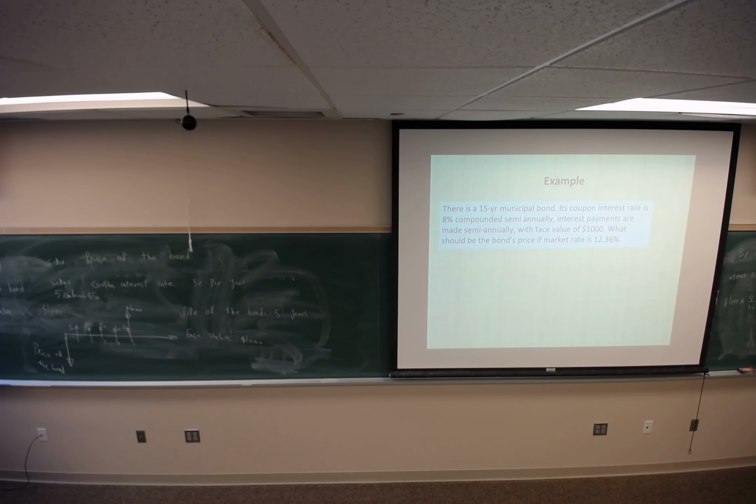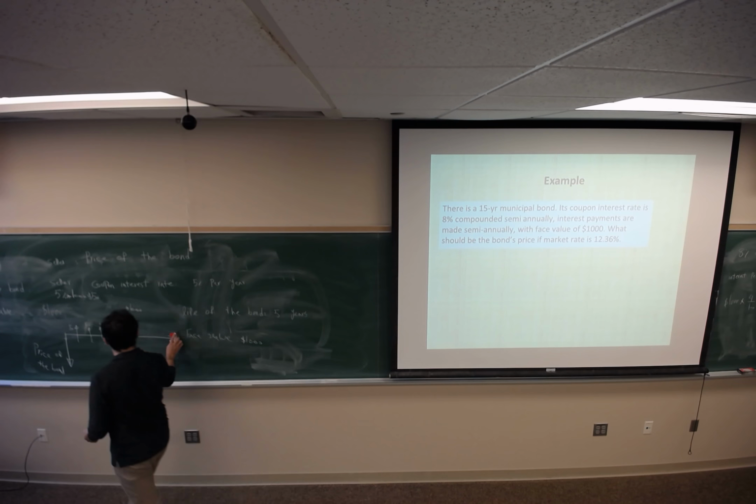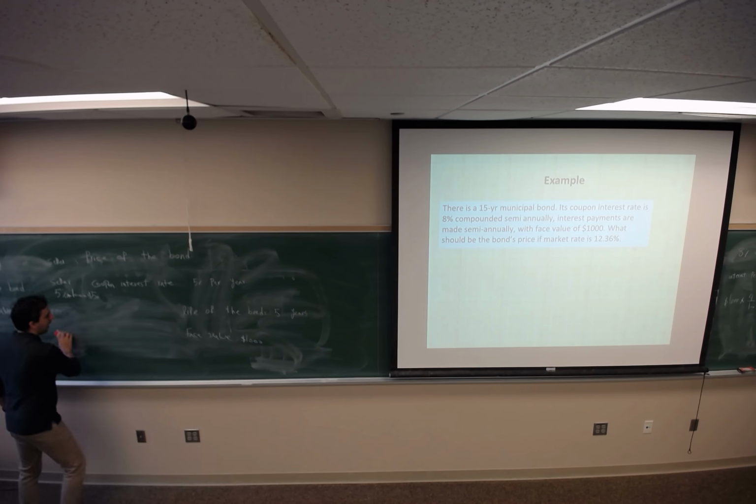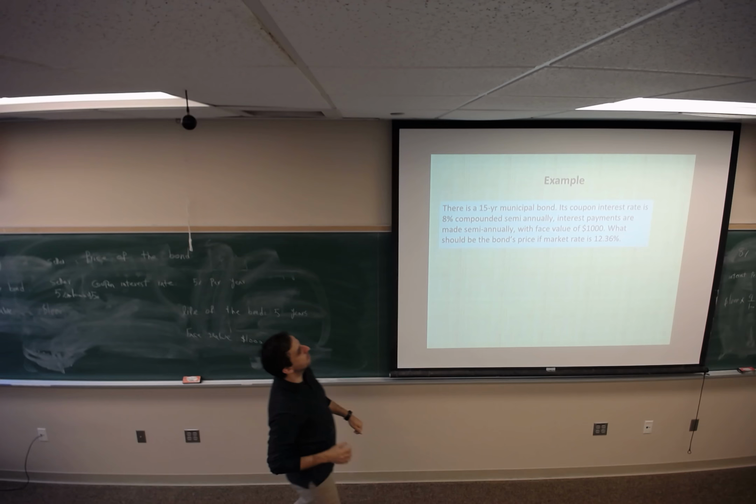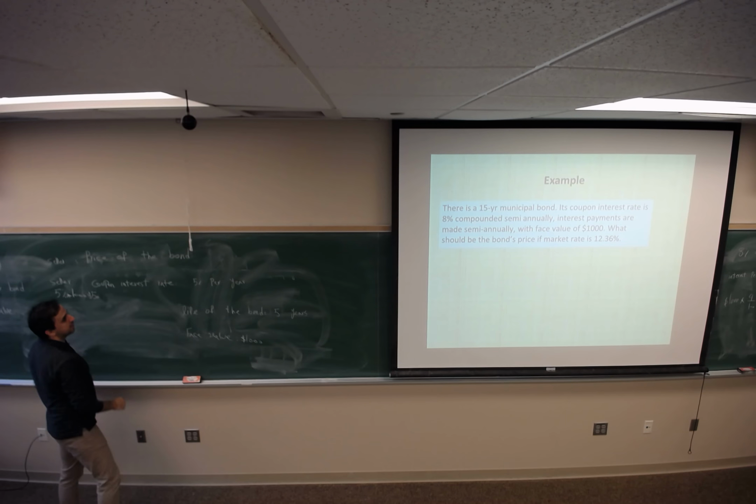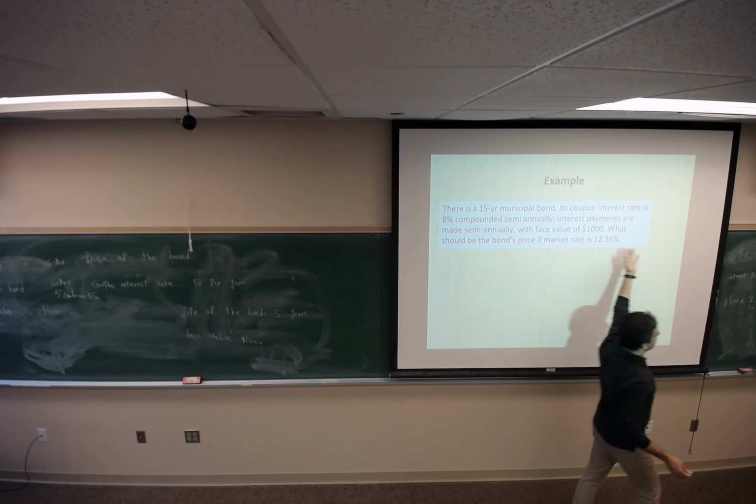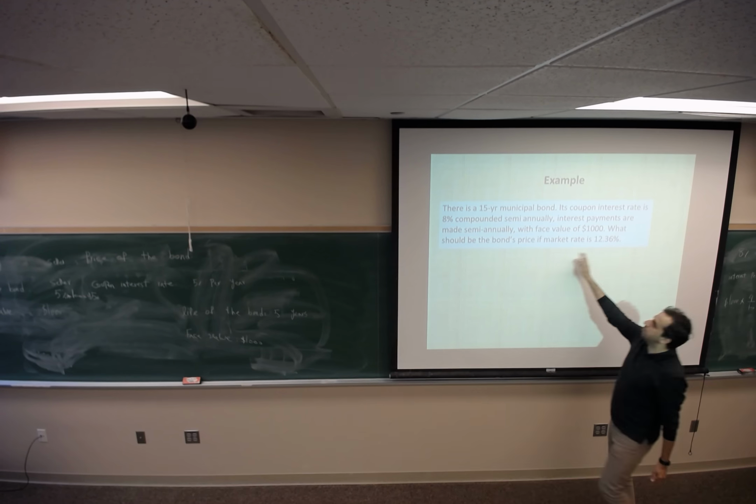All right. Now let's work on this example. So the city has issued a bond with a life of 15 years. The interest rate is 8% compounded semi-annually. So you get paid every 6 months. So basically you get paid $40.